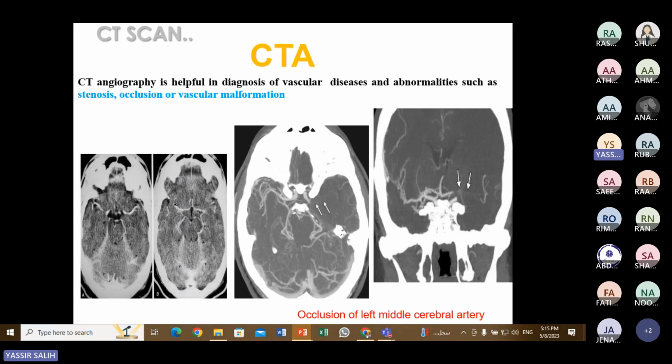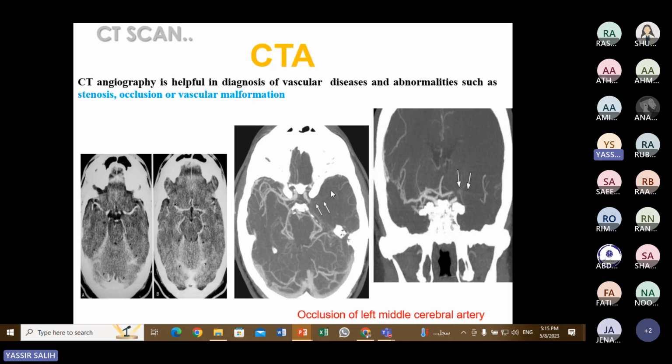Also, CT angiography, as we mentioned, helps us in assessment of vascular disease such as stenosis, occlusion, or vascular malformation. This is CT with contrast. You can see the contrast enhancing the blood vessels. We know this is CT with contrast. You can see the blood vessels enhance with contrast. What does enhance mean? It means they uptake the contrast and appear as hyperdense.